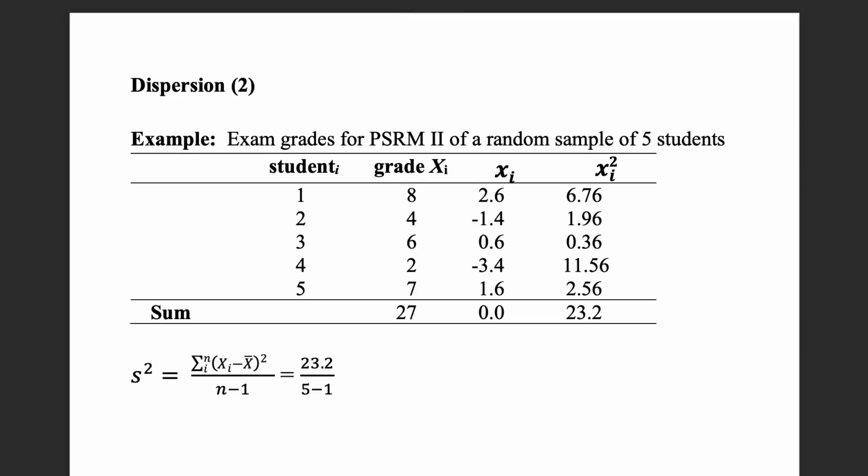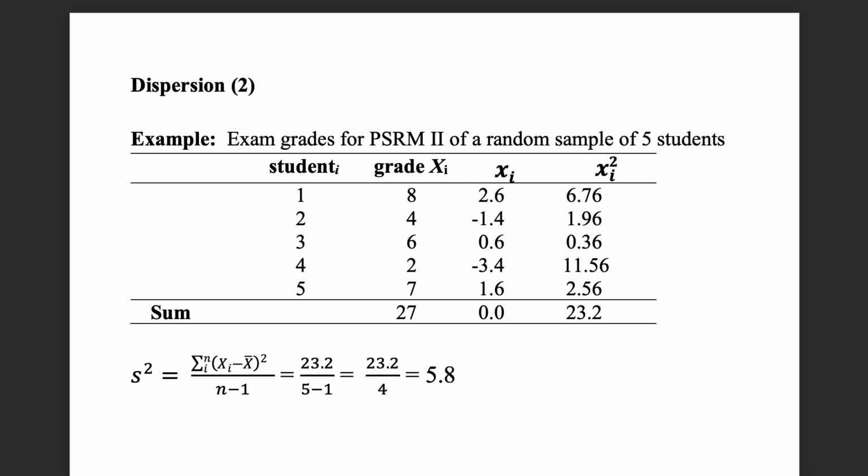In this case, we already know that the sum of square deviation scores is 23.2. Well, we know that our sample size n is 5, so we know that we have to divide 23.2 by 5 minus 1, which works out to 23.2 divided by 4, which, and you can check with your calculator, works out to 5.8. So the average squared distance to the average grade of 5.4 for this sample is 5.8. That's the variance of grades.